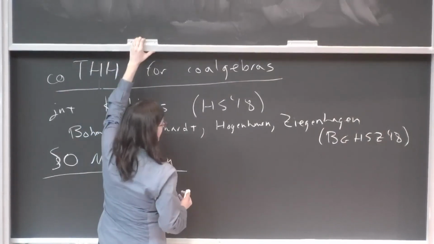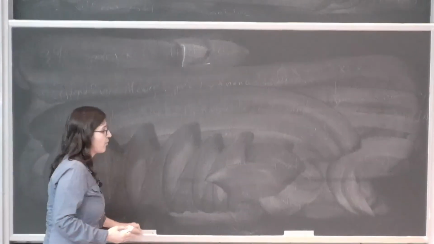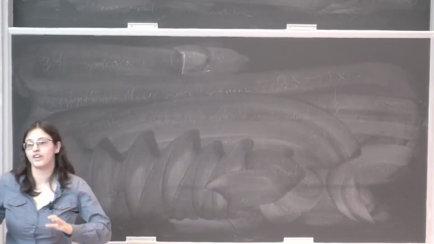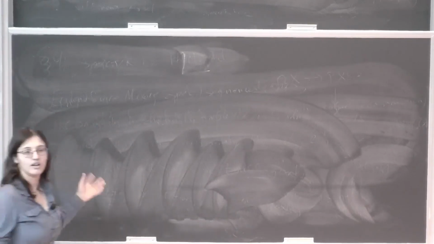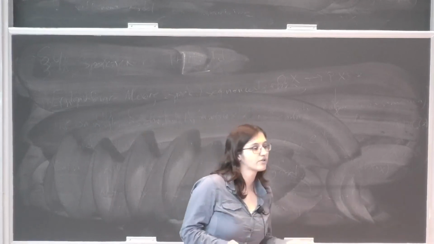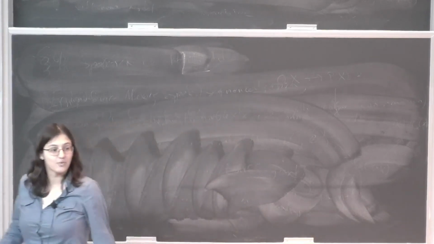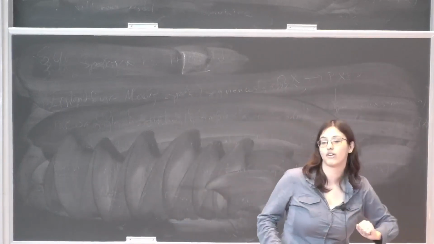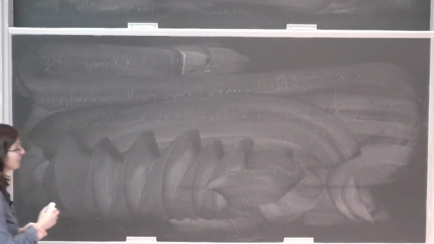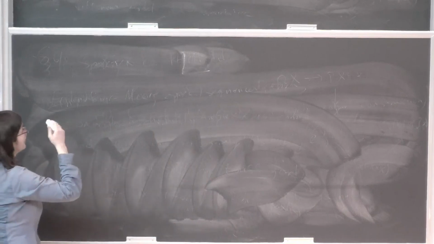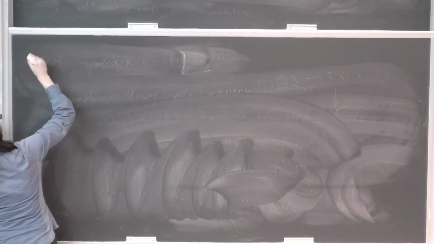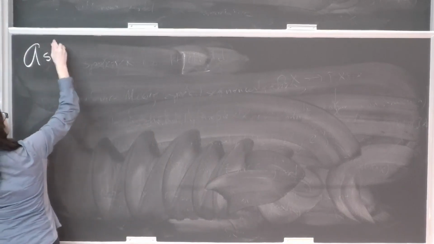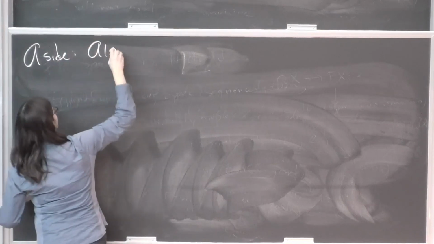So as motivation for what I'm about to do, I'm going to give a very quick 5-minute crash course on algebraic K-theory, with a focus on the things that make it similar to what's going on here. So I'll call it an aside on algebraic K-theory.